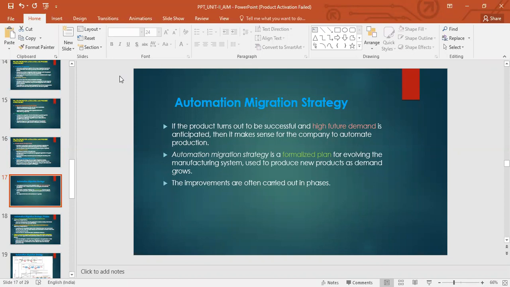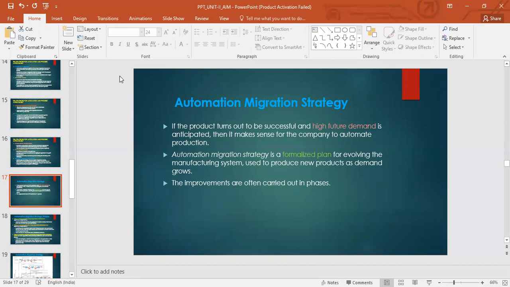When there's already a product in the market, you have been producing that product and it has turned out to be successful. The demand is high presently, and you're anticipating that the future demand would be high. Then it makes sense for the company to automate production, isn't it? So that we can have more products produced per unit time, and that will help us to achieve that demand from the market.